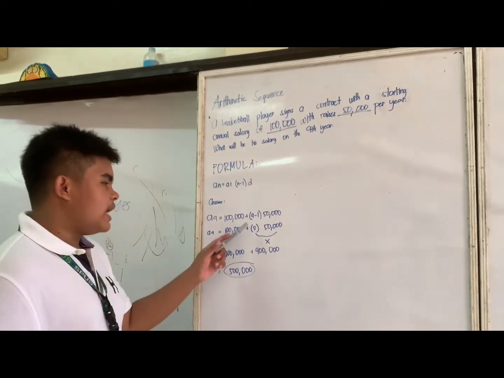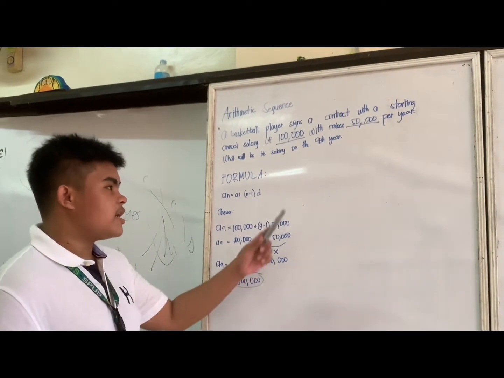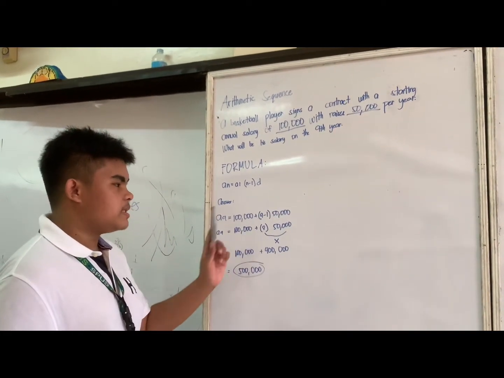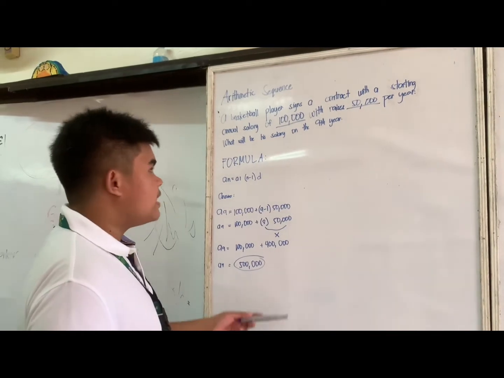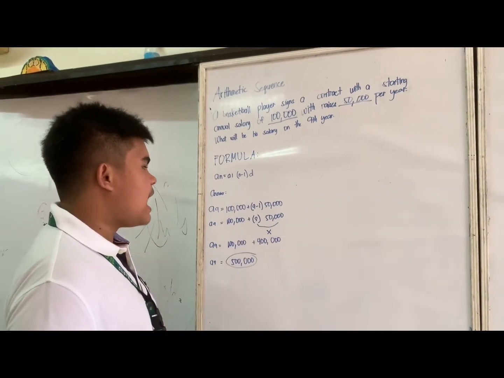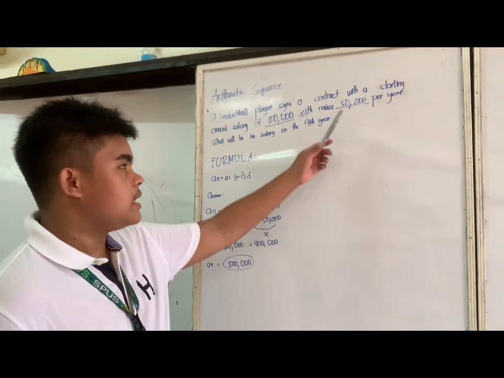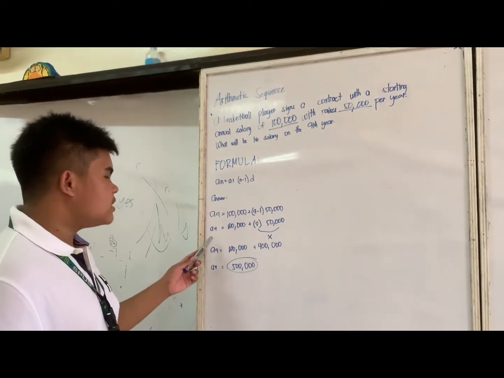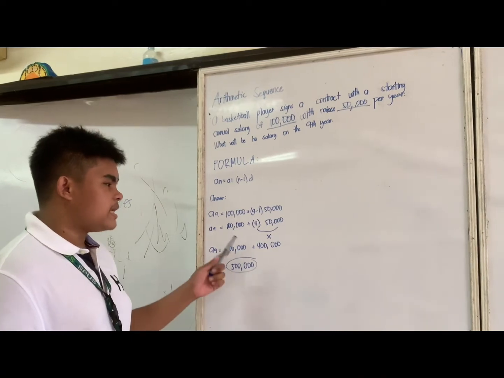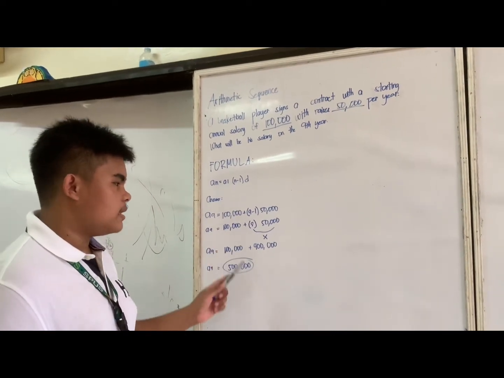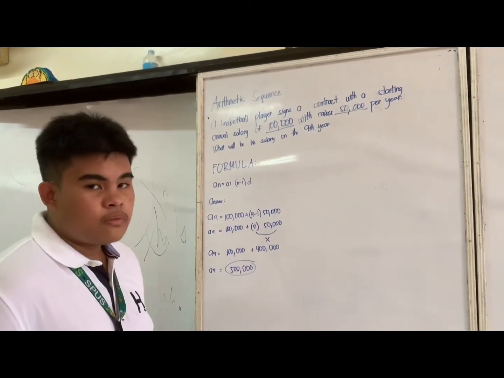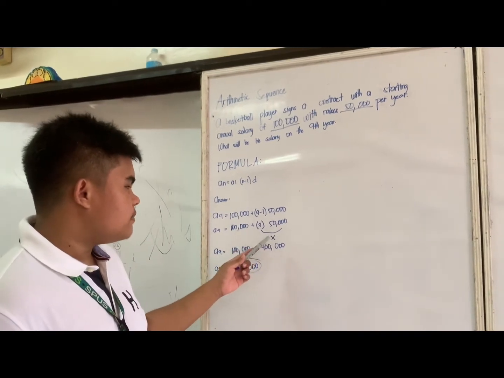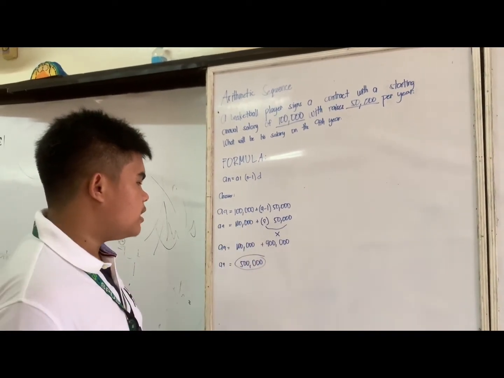Then, 9, which is our n, because there are 9 terms, minus 1, as it is stated in the formula. Then, 50,000 will be our common difference, because it is told in the problem. A sub 9 equals 100,000 plus 8, since 9 minus 1 is 8, times 50,000. We should multiply 8 and 50,000 because it is stated in the formula.